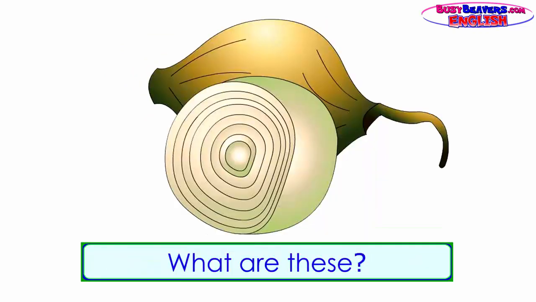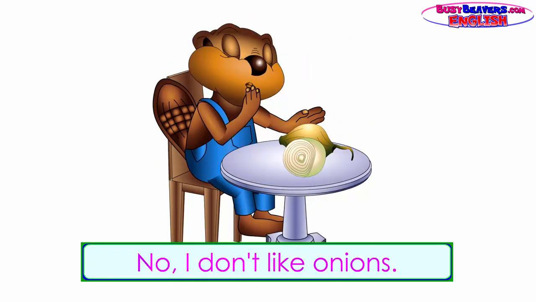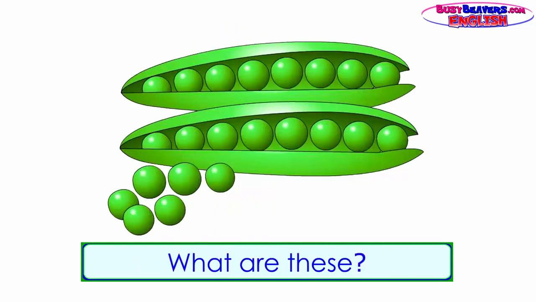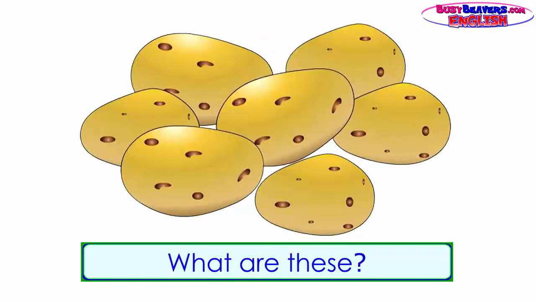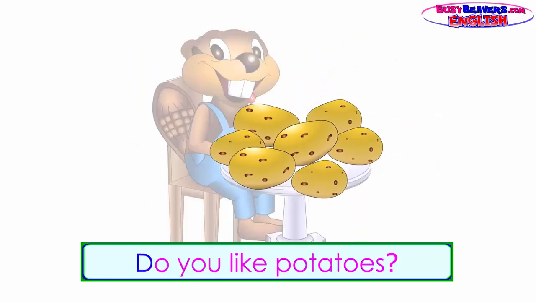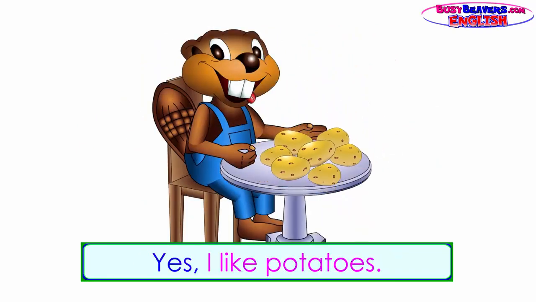What are these? Those are onions. Do you like onions? No, I don't like onions. What are these? Those are peas. Do you like peas? Yes, I like peas. What are these? Those are potatoes. Do you like potatoes? Yes, I like potatoes.